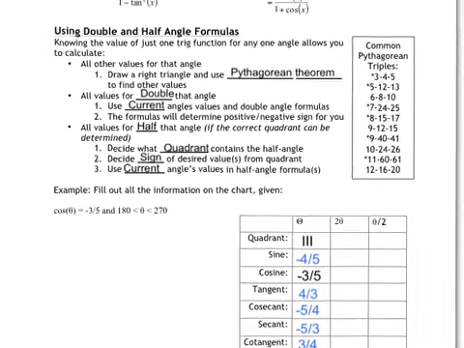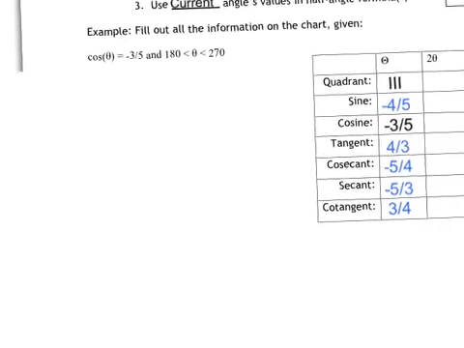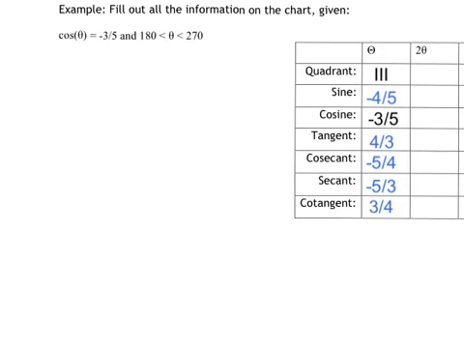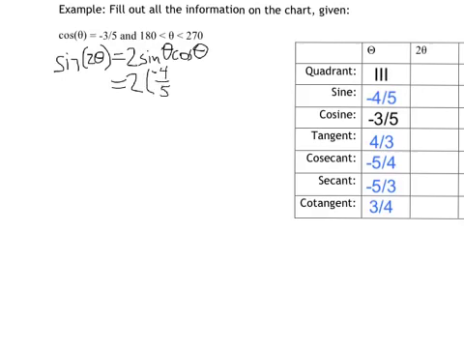So let me go down, write that in. Sine of 2 theta is equal to 2 times sine of theta's value times cosine of theta's value. And I know those because we figured those out earlier. The sine of theta wasn't given to us, but we calculated that was -4/5. And the cosine of theta was what the original given was, and so we can put in -3/5 here.